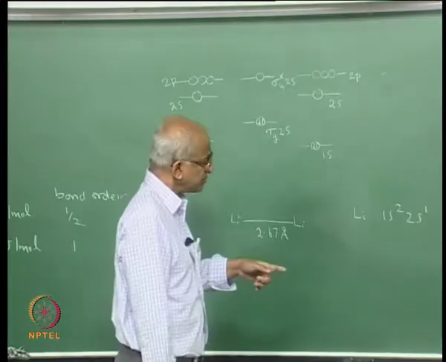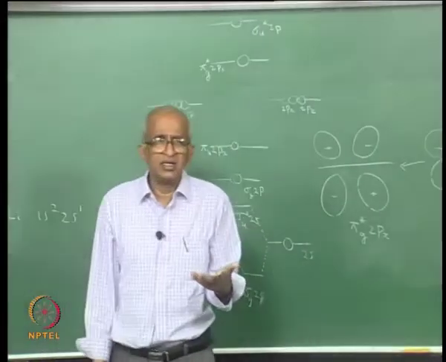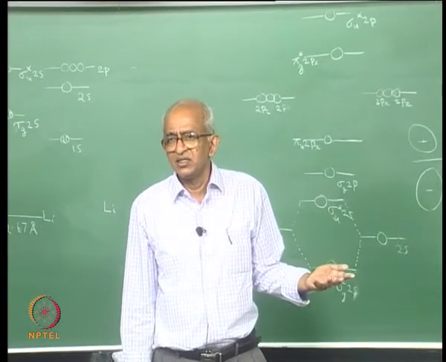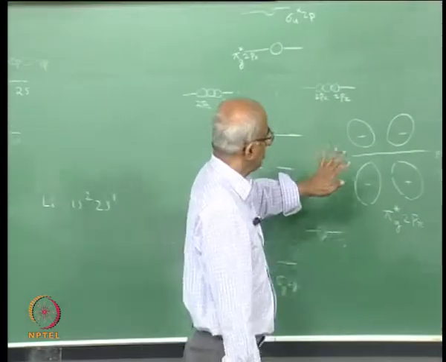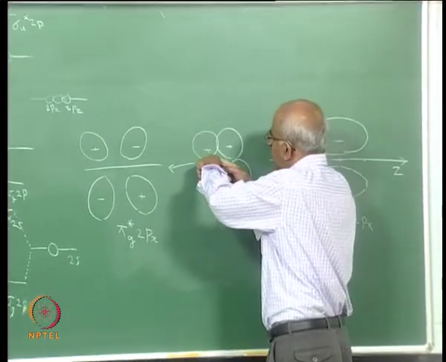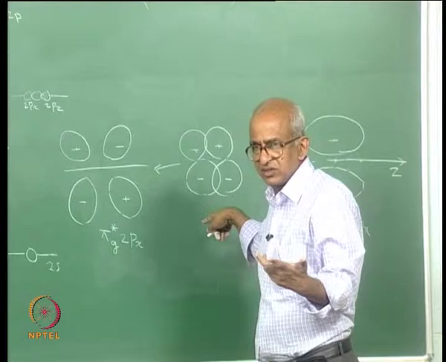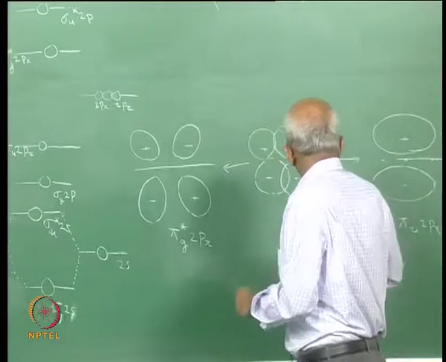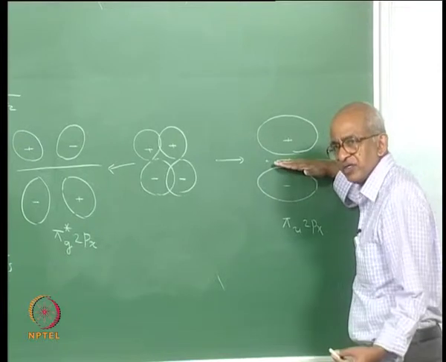Now, further, whatever I have told you regarding 2px is valid for 2py. 2px and 2py are not very different; they are different only in the sense that their orientations in space are different. If you say 2px is in the plane of the board, 2py is perpendicular to the plane of the board. So there is a 2py here, there is a 2py there, and they are going to interact just the way this 2px interacts. So what will you get? You will get a bonding orbital and an antibonding orbital. Their appearances are going to be exactly the same, except that they will be in a plane perpendicular to the plane of the board, like that.